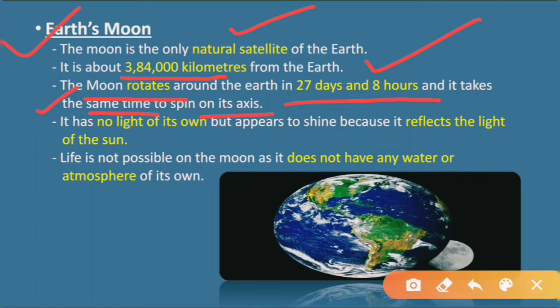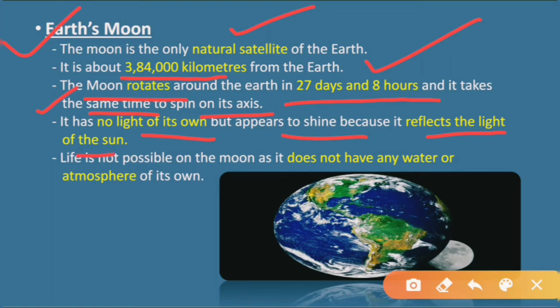Now, the next point, it has no light of its own but appears to shine because it reflects the light of the sun. Means the moon does not have its own light but it appears to shine. As you see in the sky, it shines. How? Because it reflects the light of the sun.